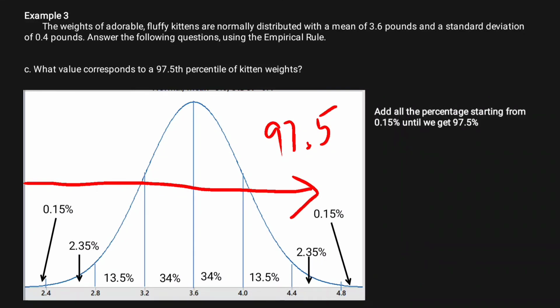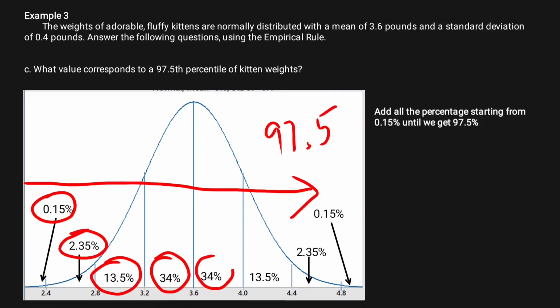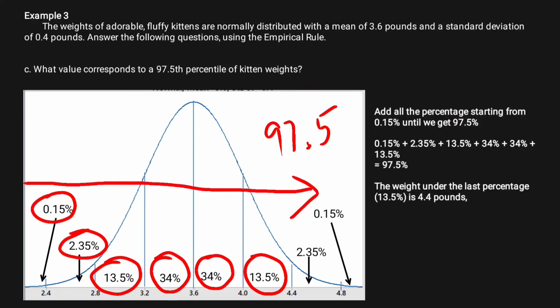So, ang gawin natin, i-add na lang natin isa-isa simula sa dulo. 0.15% plus 2.35% plus 13.5% plus 34%, 34% ulit, 13.5%. So, pag in-add natin yan, 6 na area na yan, or percentage, ang total na niyan is 97.5% na yan. So, ano ba yung value dun sa pinakahuli niyan? The weight under the last percentage, 13.5%, is 4.4 pounds.